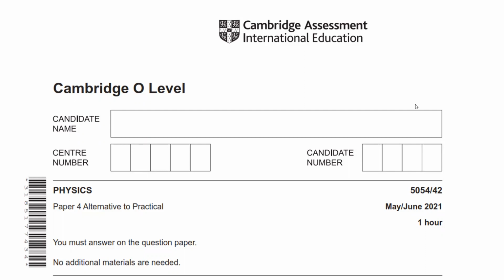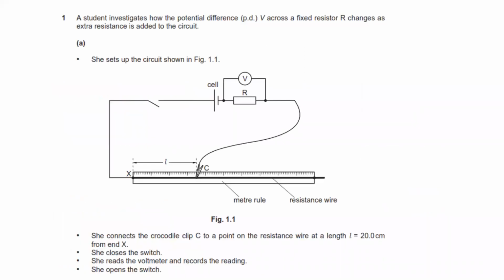So let's start. The first question says, a student investigates how the potential difference V across a fixed resistor R changes as extra resistance is added to the circuit. Part A, first point: she sets up the circuit as shown in figure 1.1. She connects the crocodile clip C to the point on the resistance wire at length L equals 20 centimeters from end X. She closes the switch.